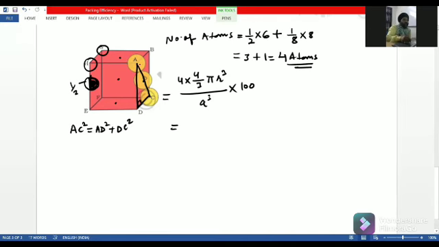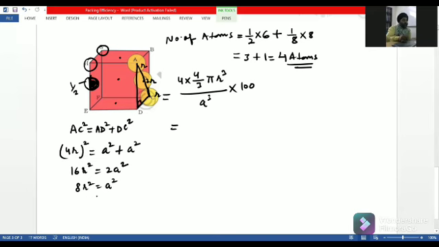Now, AC will be equal to 4R because this part is equal to radius, this is equal to diameter 2R, and this part is also equal to radius. So AC will be equal to 4R. So we can write it as 4R whole square. And AD equals A because we are taking edge equal to A, and DC is also A. So we'll get 16R square equals 2A square, or you can say that 8R square equals A square. Now we can write it as 2√2 R equals A. So this is the relation of A and R.